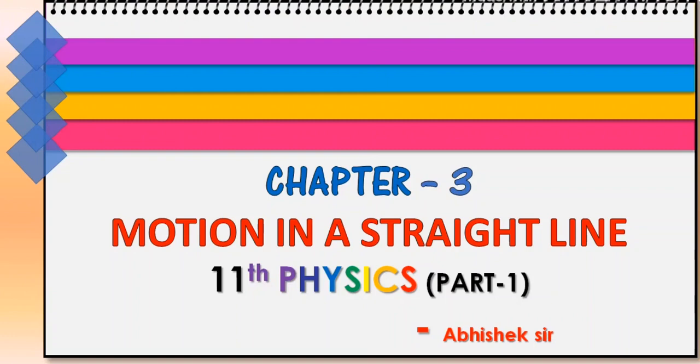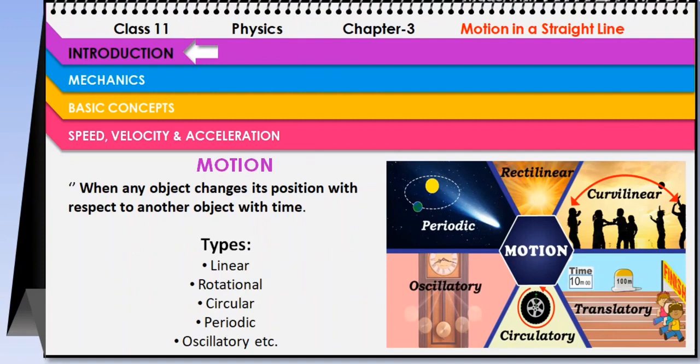We are studying class 11 physics. Now we are on chapter 3, motion in a straight line. Today we will understand a few basic things like introduction, mechanics, what is mechanics, what are the sub branches of mechanics, basic concepts and speed, velocity and acceleration in short. At the end I'll give you a few numericals based on these topics to solve in the notebooks. So let us start with the introduction part.